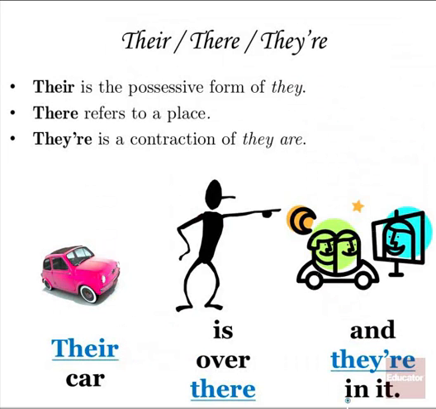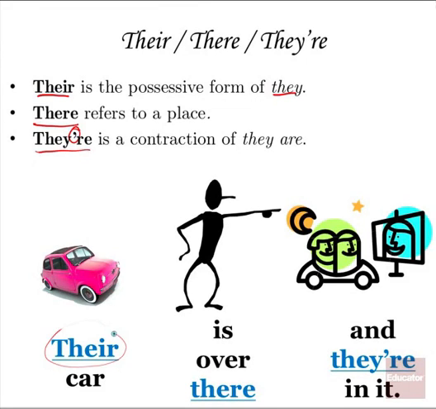Okay, there, their, and they're. This one drives everyone absolutely berserk. Their, T-H-E-I-R, is the possessive form of they. There, T-H-E-R-E, refers to a place, over there. And they're, notice that apostrophe, is a contraction of they are. Well, how do you remember this one? Just remember one sentence in which all 3 of these are used in alphabetical order. As long as you can alphabetize and remember this sentence, you'll remember which one is which.